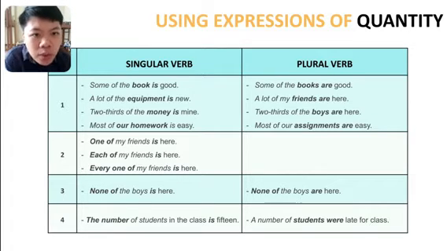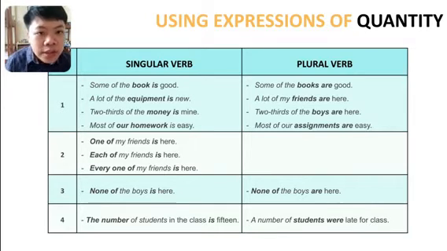For number 2, one of my friends is here. Okay, so one of, each of, every one of takes singular verbs. Okay, it's usually added to plural nouns. Here is my friends, they are plural, but it is singular. Why? Because it talks about one of my friends. Only one of my friends, each of my friends, each of the students, each of the teachers, they are considered as singular. Okay, so that's for number 2.